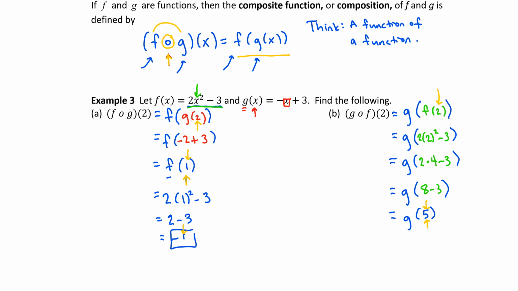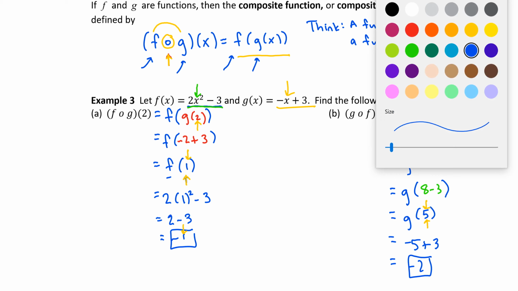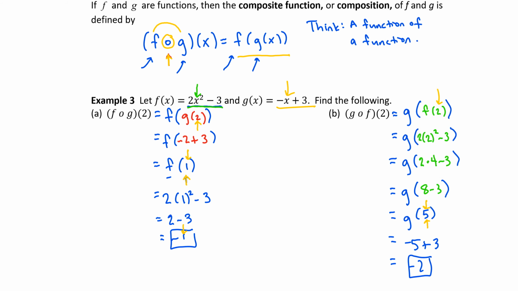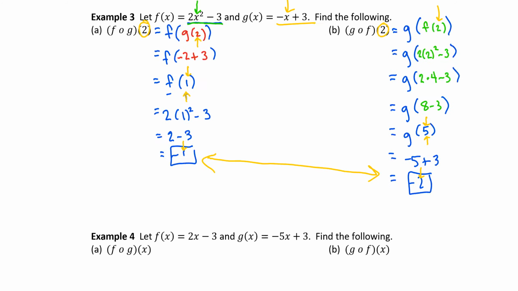So next I'm going to use the function rule called g. So I'm using my second function, and I'm going to plug in 5 for x. We end up with negative 5 plus 3, or negative 2. So when we plug in 5, which was the output of f, into g, we get out negative 2. So evaluating a composition when you have a number in the argument position really is just like evaluating two functions in a row. But make sure you get your functions in the right order, because notice I didn't get the same thing when I changed the order.